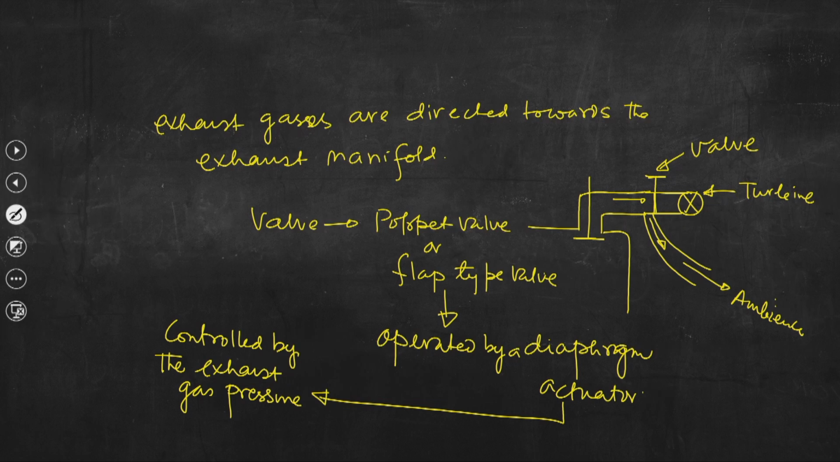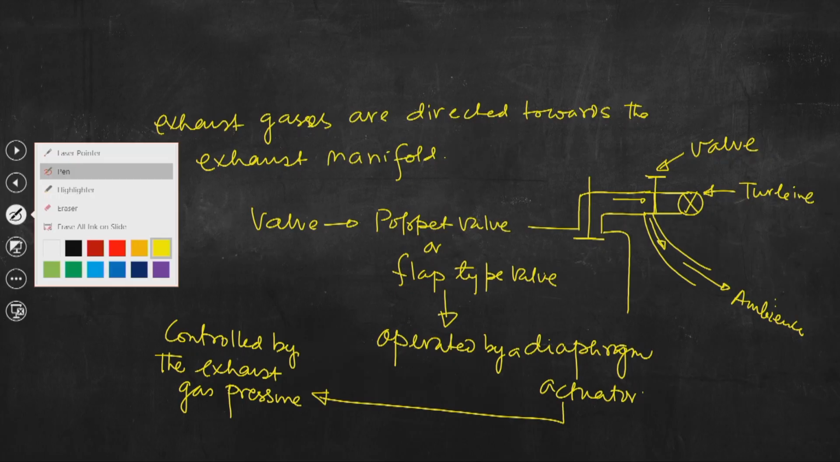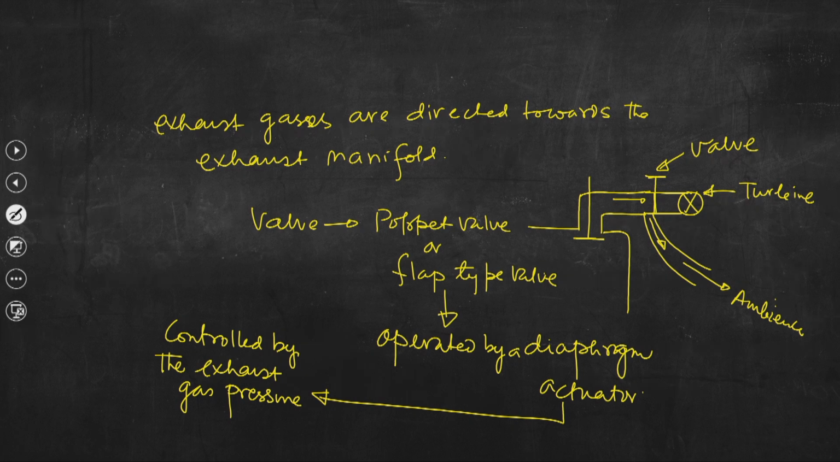bypass passage opening, which is also known as waste gate. So, if I use a different color, this is basically known as waste gate, that is the bypass passage opening, because if we control this valve, this will open, and this waste gate will eventually control a certain portion of exhaust gas to leave through the exhaust manifold into the ambience, so as to control the turbine speed.